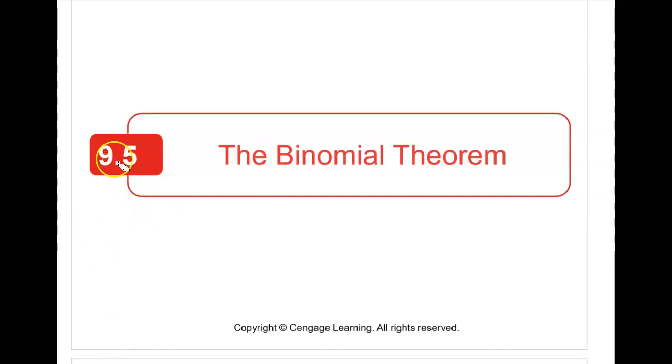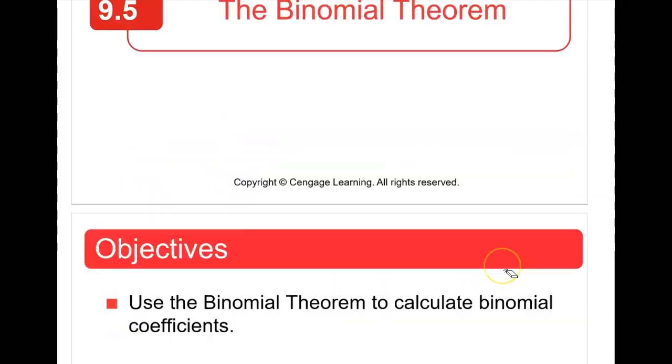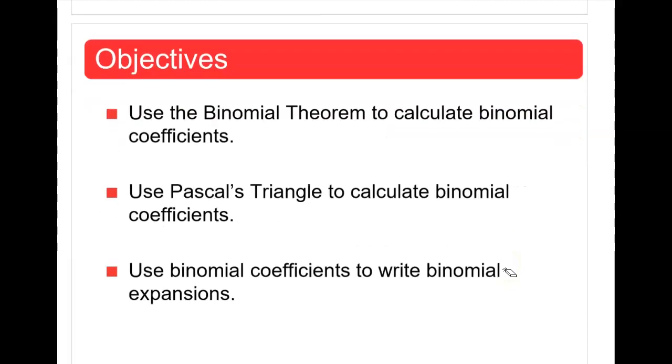This video will cover section 9.5, the binomial theorem. The objectives for this lesson will be to use the binomial theorem to calculate binomial coefficients. Also, to use Pascal's triangle to calculate binomial coefficients. These two objectives are similar, but we can consider the binomial theorem to be the long way and Pascal's triangle to be a very nice shortcut.